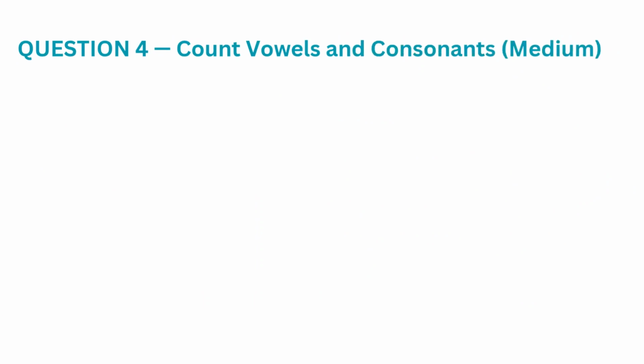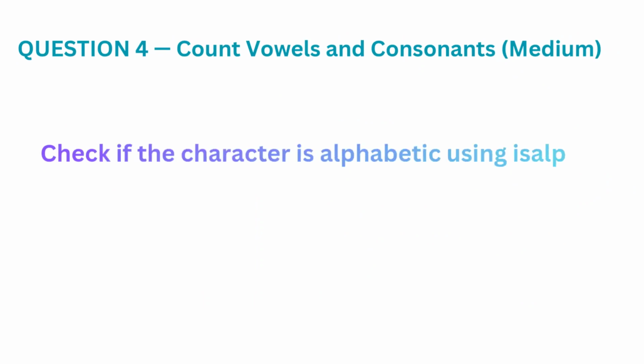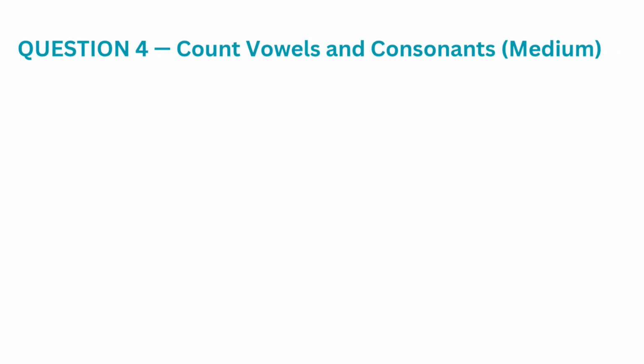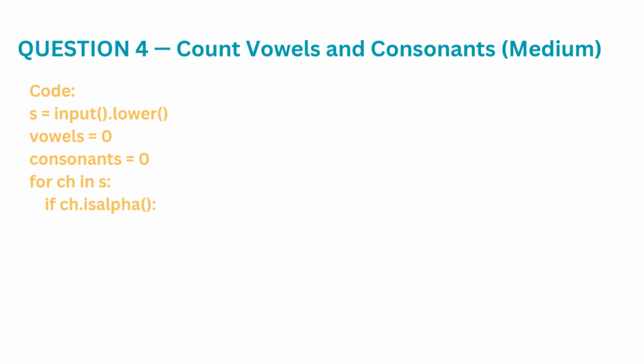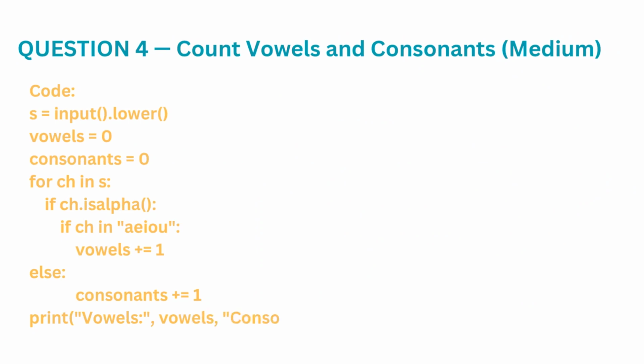And the next question is count vowels and consonants. First we have to check if the character is alphabetic using the isalpha function to avoid spaces and numbers, and then we count the vowels separately. Remaining letters are consonants. So here s equal to input lower, vowels and consonants would be 0 initially. For character in s, if character.isalpha, if character in a, e, i, o, u, that means it is a vowel, and vowels should be increased by 1. And the else part, consonants should be increased. So it will print the vowels and consonants separately.